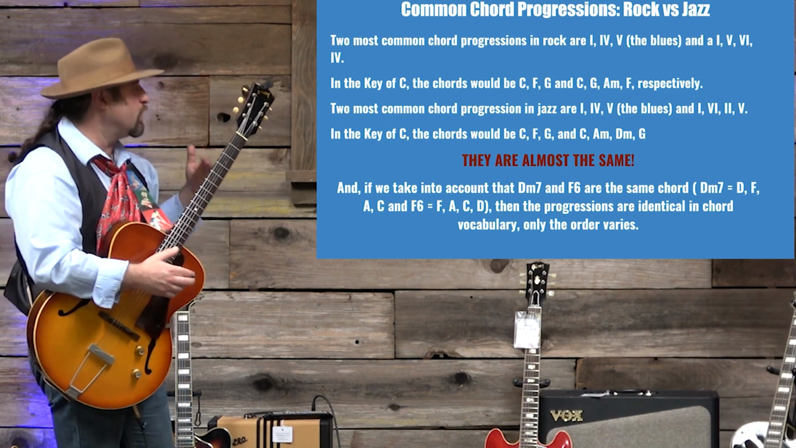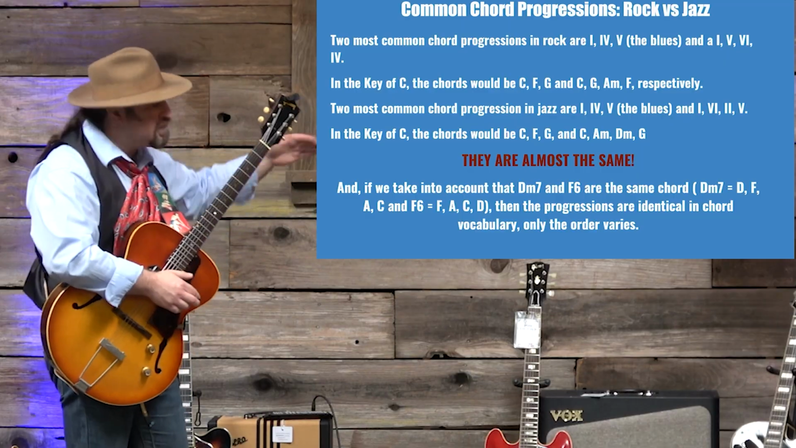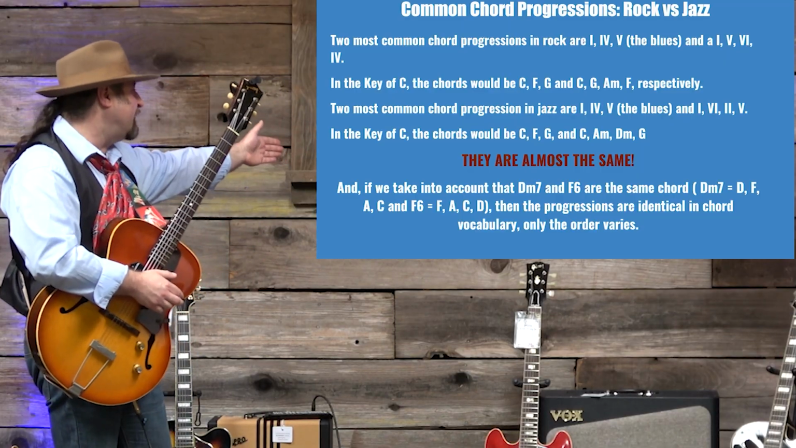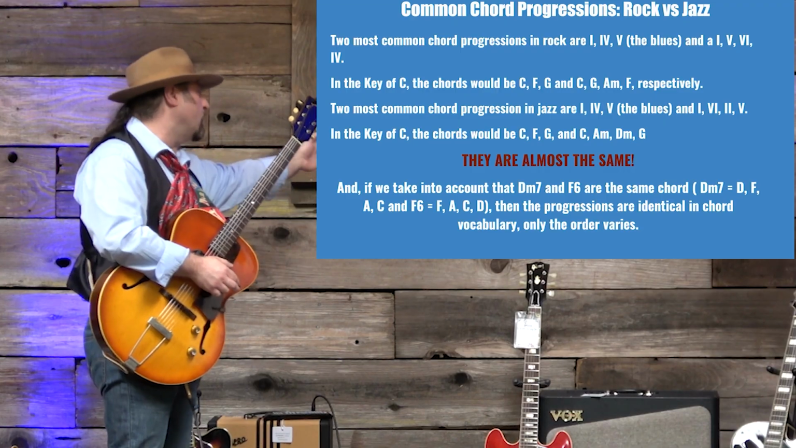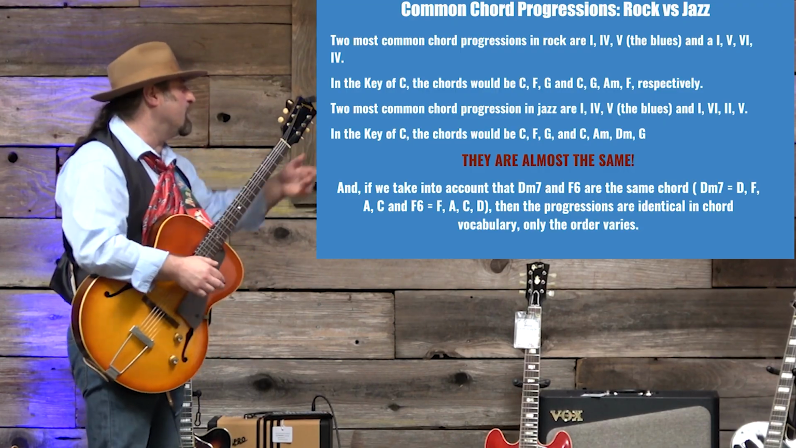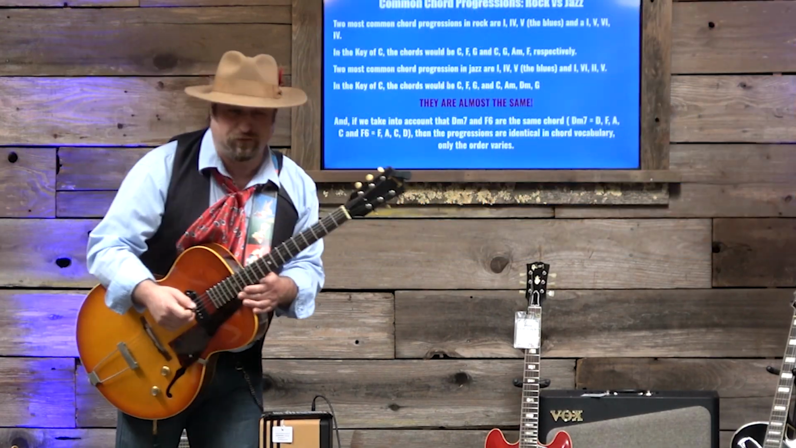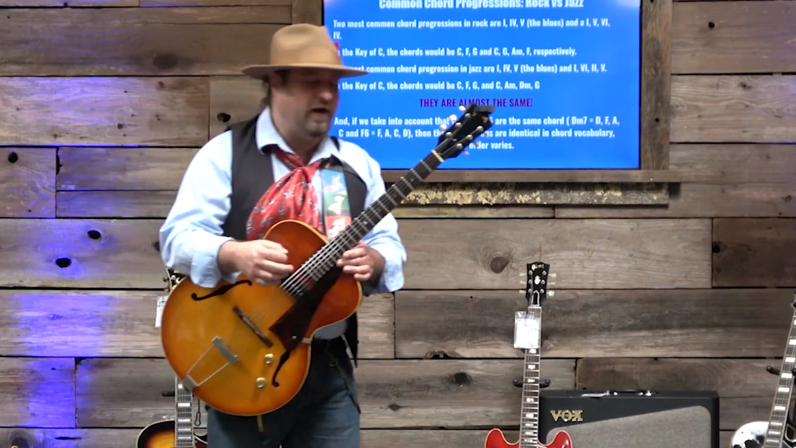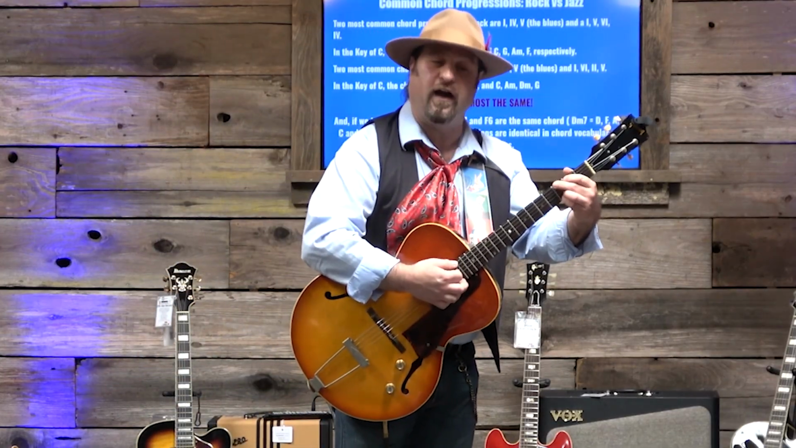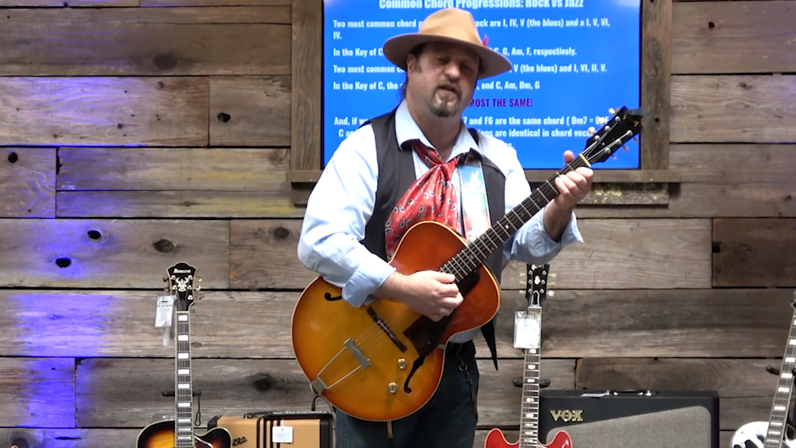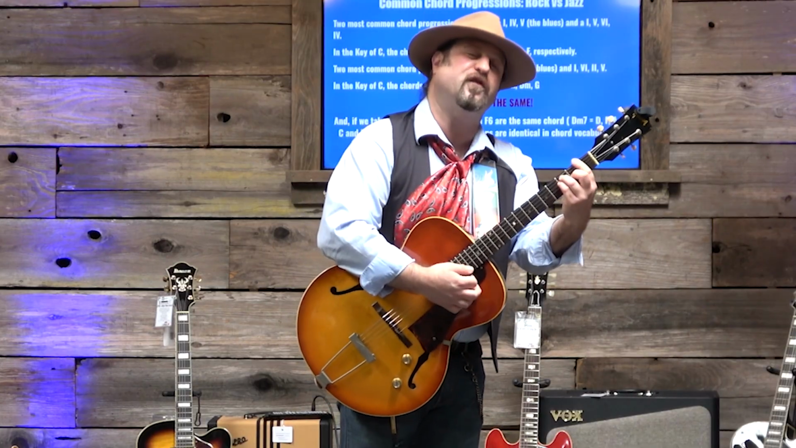The chords at their core are ones you guys already know, almost the same as what I'm going to have you do today. In fact, if you take into account that D minor 7 and F6 are the same chord, I did the math there for you, then the progressions are almost identical. So let me give an example. This is C, that's 1, G is your 5, A minor is your 6, and F is your 4.